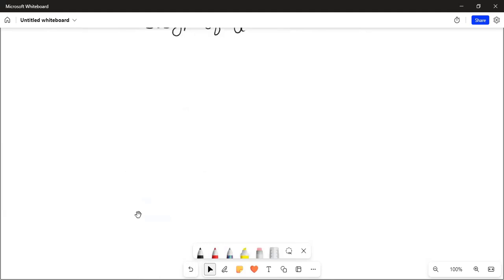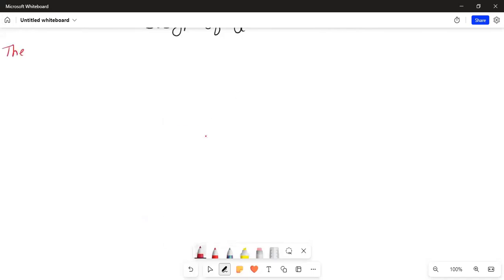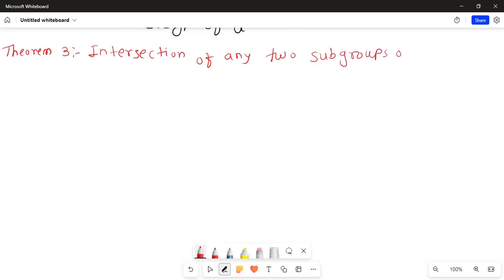नेक्स्ट थ्योरम लेते हैं. इंटरसेक्शन का है थ्योरम. दो टाइप से पूछते हैं ये थ्योरम एग्जाम में. दोनों थ्योरम मैं आपको बताती हूँ. Intersection of any two subgroups of a group is again a subgroup.